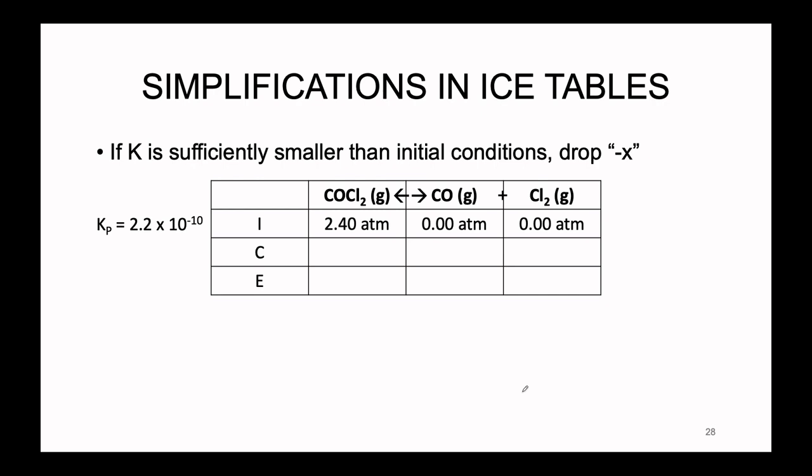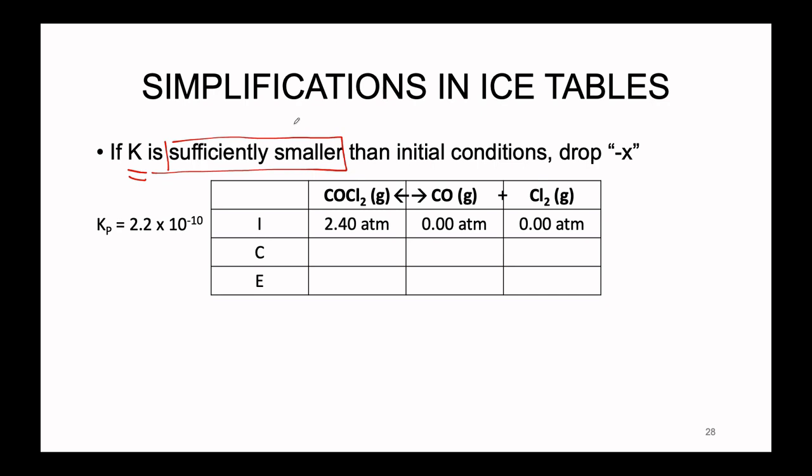All right, so let's look at the most common simplification to solving an ICE table problem that we are going to be using. And the simplification is very simply this. If your K, your equilibrium constant, is sufficiently smaller than your initial conditions, you can drop the minus x step. Not all of the changes, but the difference in initial conditions specifically. So let's first look at what sufficiently smaller means.